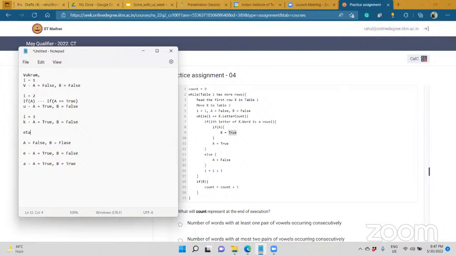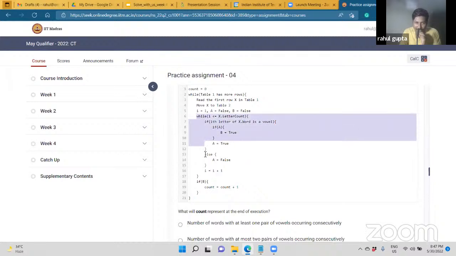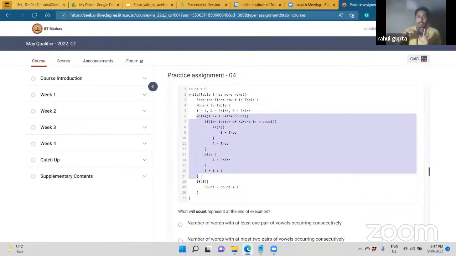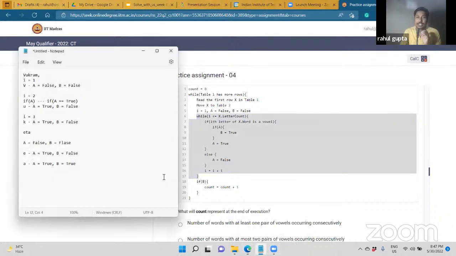Once EAR is completed, after the vowel, B becomes true. Always see this indentation, man. This while is being closed by this, no? Yes, sir. So once it is closed, it means once you are done with the letters. It is going letter-wise, and I is being incremented. Okay. Sukanya, I just changed the word EAR to ETA.